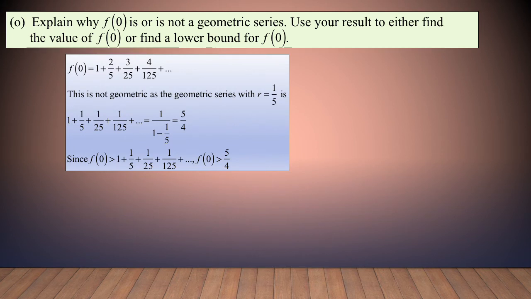First, let's find f of 0. Plugging in 0 for x, we get f of 0 is 1 plus 2/5 plus 3 over 25 plus 4 over 125 plus dot dot dot.